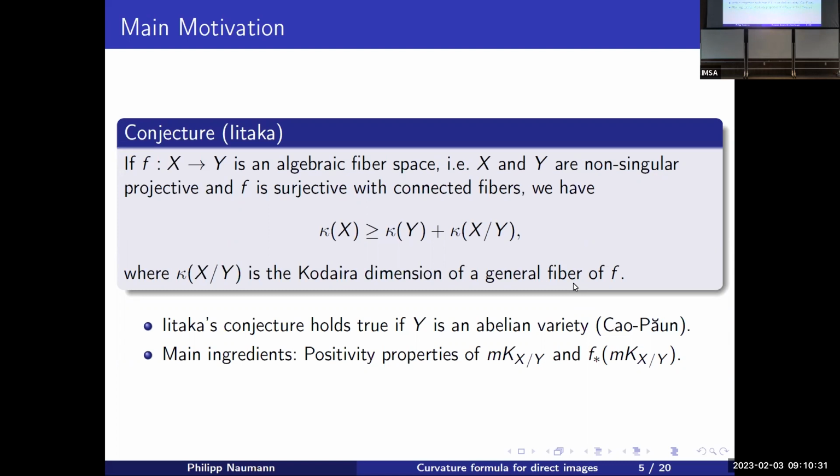In the case of an abelian variety in the Iitaka conjecture, kappa Y is not there, it's just zero. So this more or less means that you need to extend pluricanonical sections in the fiber to the total space. And this is where positivity properties come in. Before that was the case of curves.